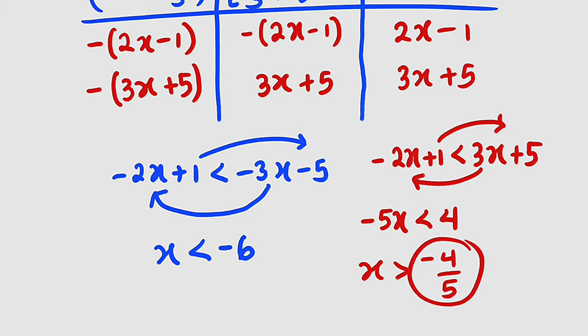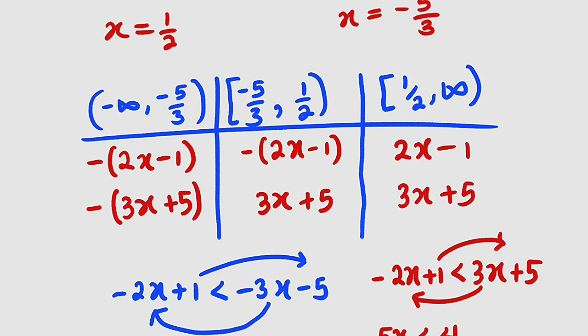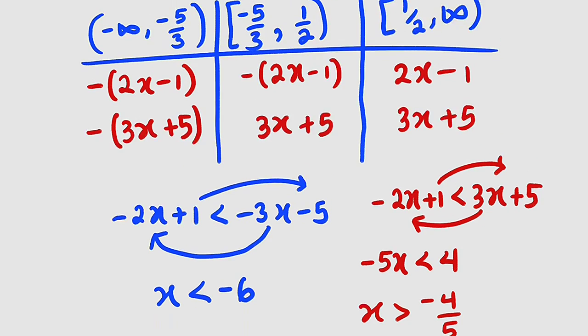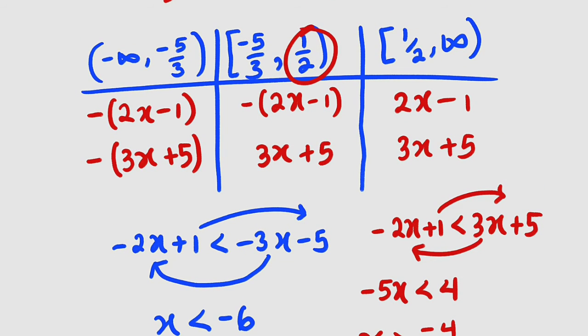So is this within the interval? This is negative 0.8. Negative 0.8 is indeed within the interval, right? Because this is negative 1.666, which is also less than this value, right? And you can see that this is greater than that value. So that value is within the interval.